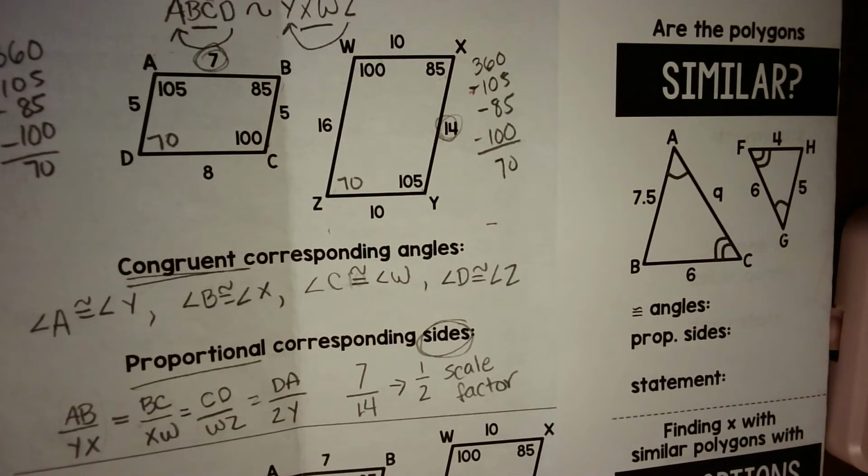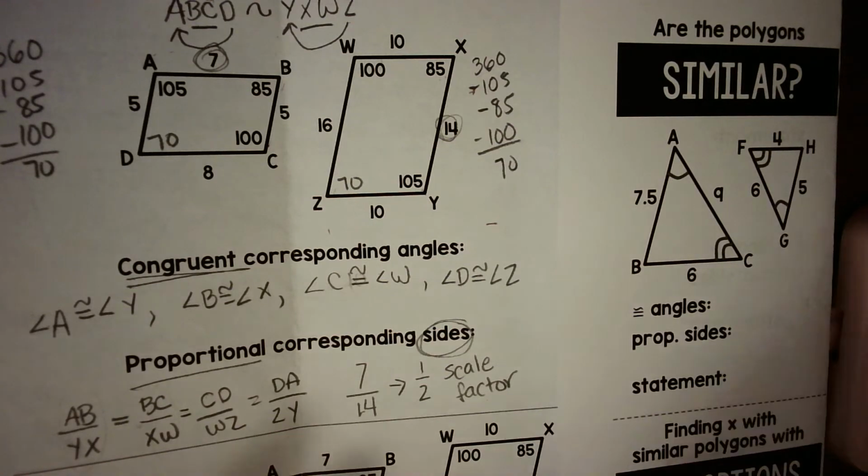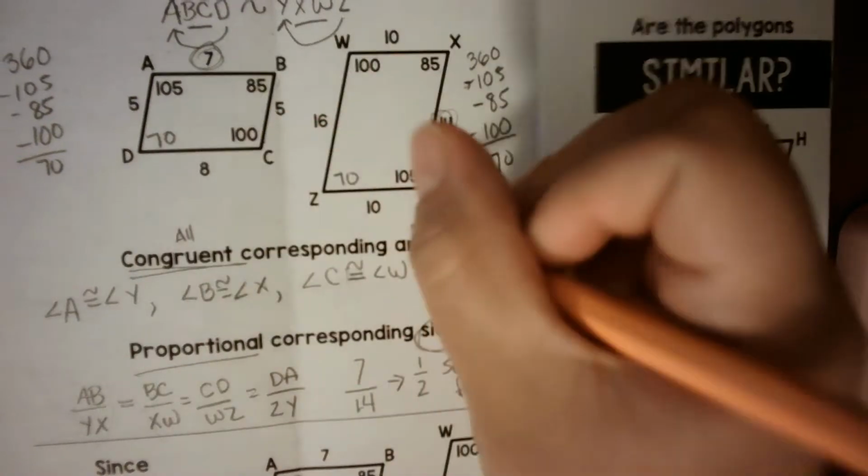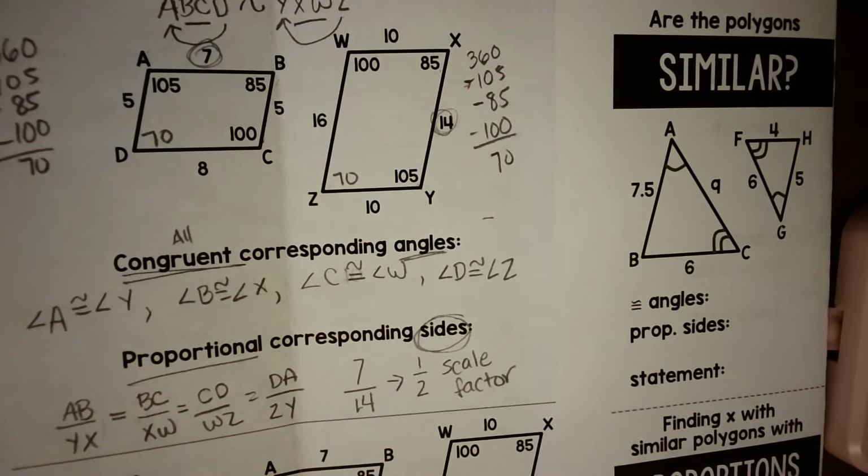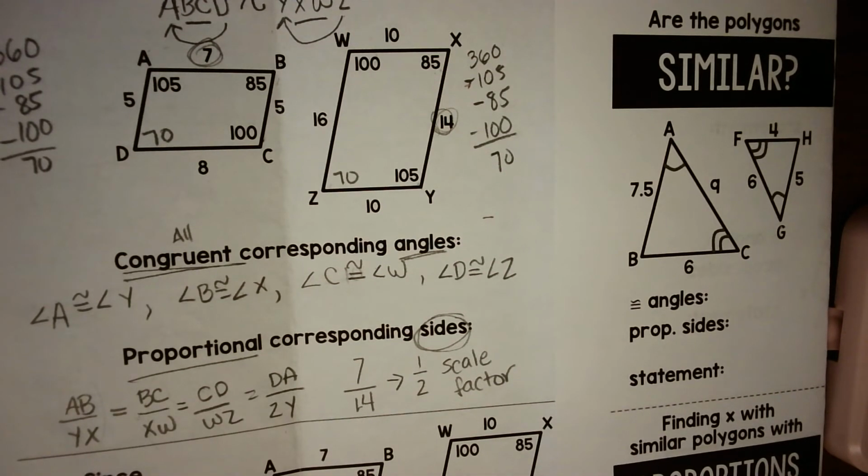So for similar figures, all the angles are congruent, and the sides are proportional.